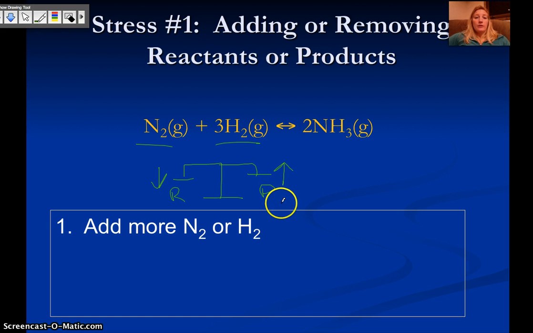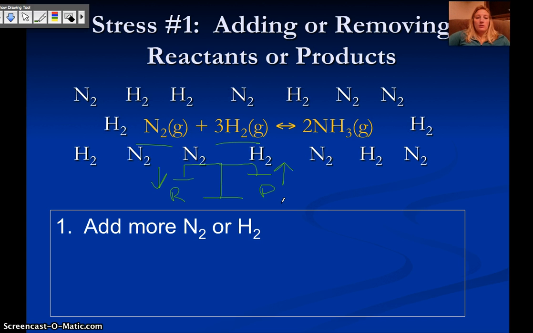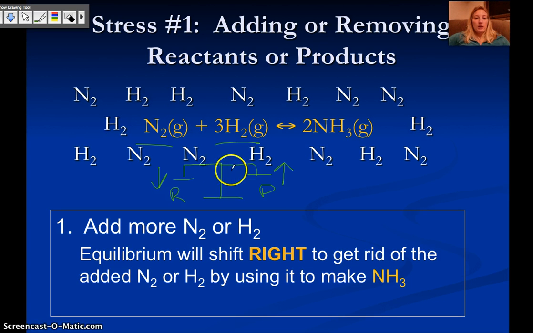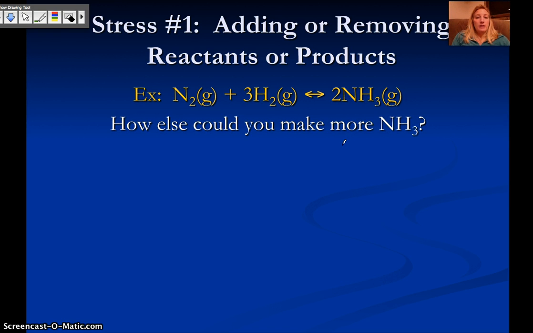In order for that to rewrite itself, more product is going to have to be made because this needs to go back down. So the equilibrium is going to shift to the right because you added a bunch of N2 or H2, and the only way for that product side to go back down is to get rid of the reactant and make the product.